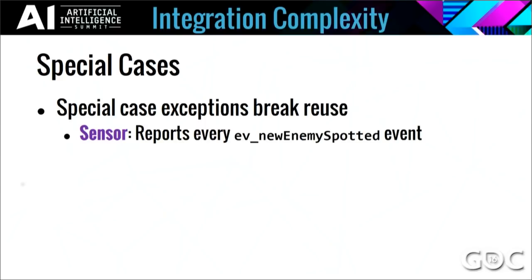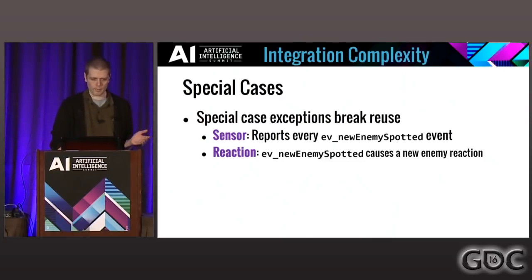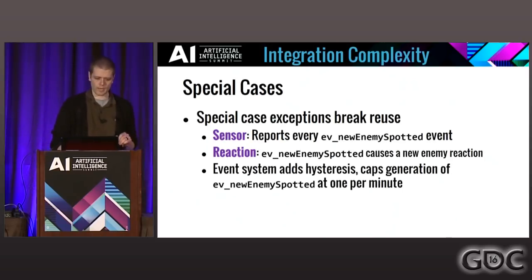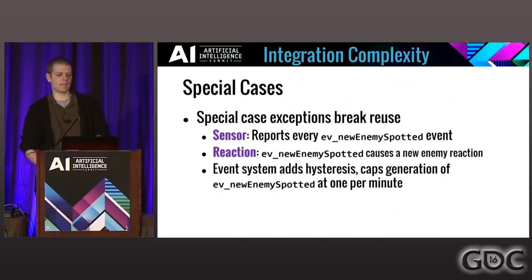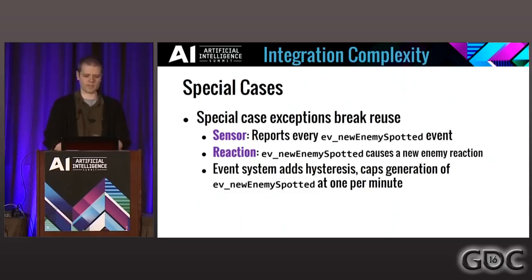Let's say we have a sensor module, and every time our AI spots a new enemy, it creates this new enemy spotted event. And then we have a reaction module, and every time it receives that event, it's going to play an animation. It's going to play some reaction. But we actually run this and we find, oh wait, I'm seeing that reaction way, way, way too often. I need to turn that down. So I want to add some hysteresis. I'm going to make my event system, all the events are going through there, so I'm just going to add a filter. It's going to cap generation of these new enemy spotted events, no more than 1 per minute. So now everything looks good.